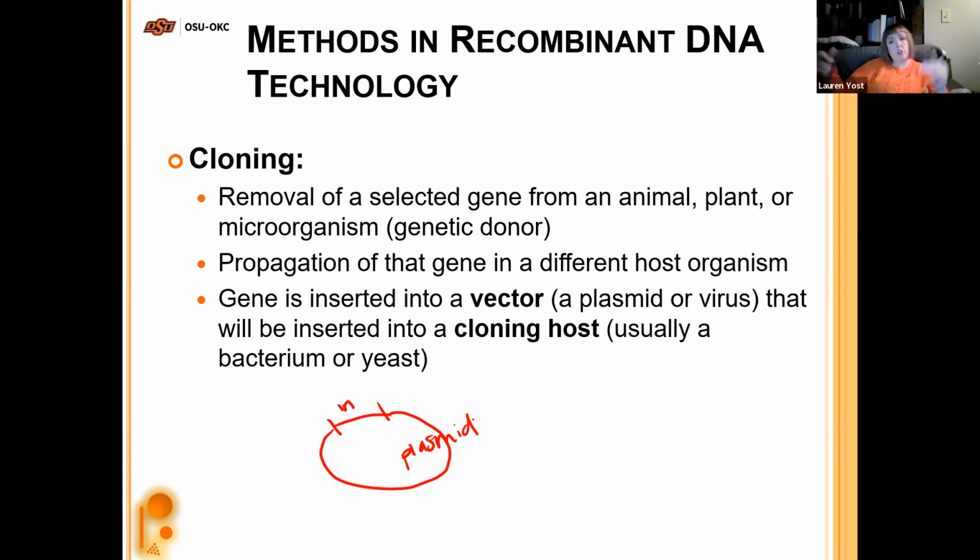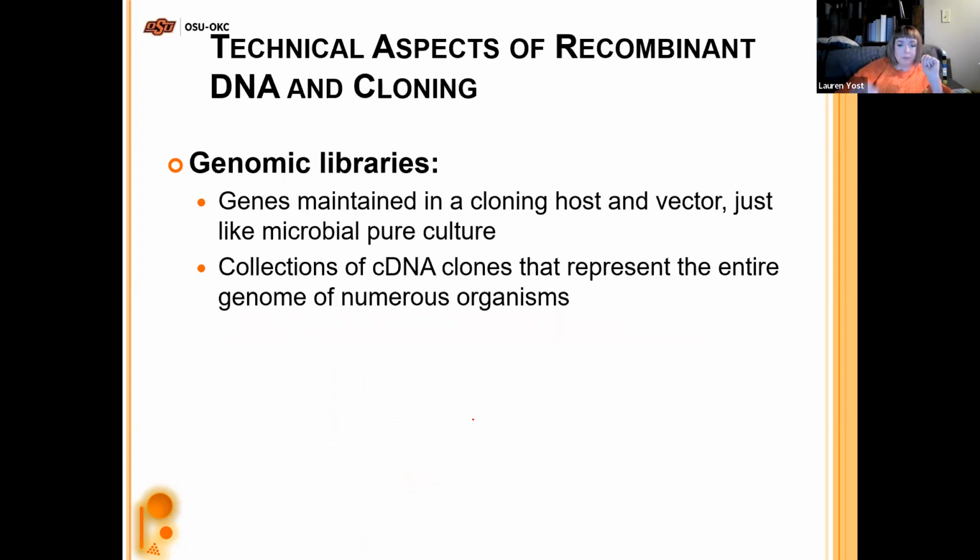So that vector is the plasmid. And then the genetic donor would have been people. And that is the gene that we have gotten from the genetic donor, the insulin gene. Okay. And then we'll put that into a cloning host. Like I was saying with this example, we have a plasmid here that we put the insulin gene into. We will put that plasmid that we've engineered into a competent cloning host, which we usually use like E. coli. We can use yeast too, but that's the idea.